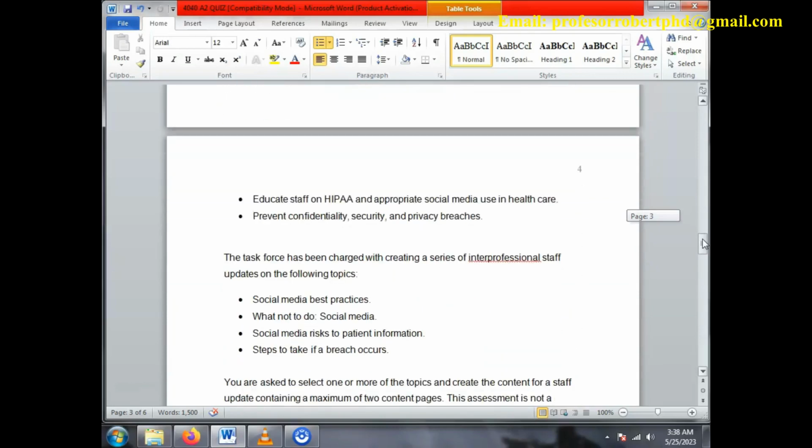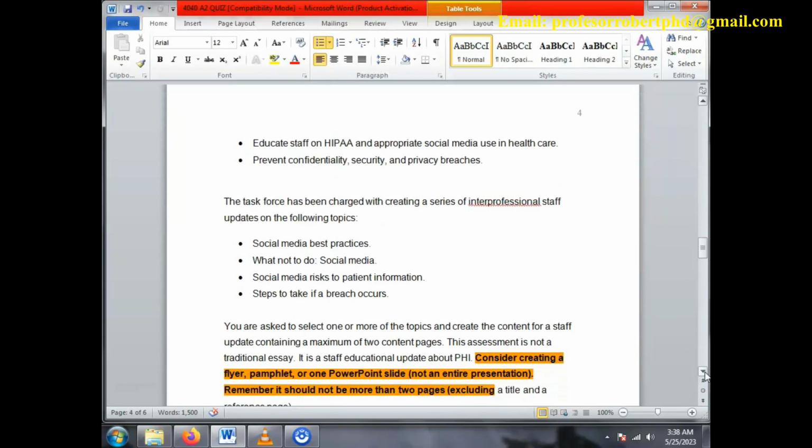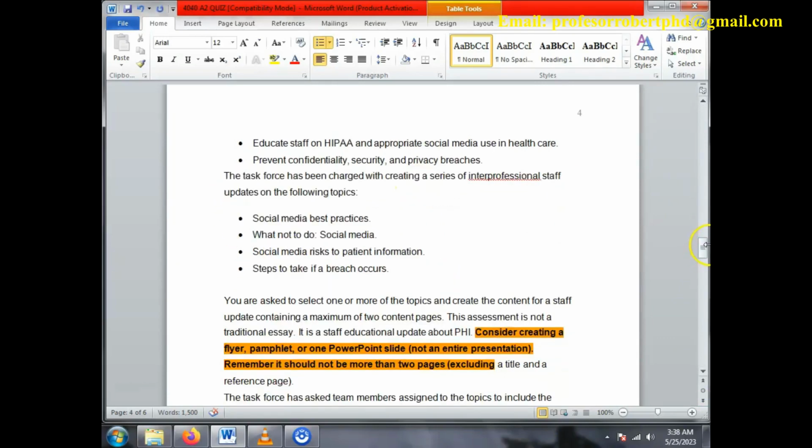and appropriate social media use in healthcare, and prevent confidentiality, security, and privacy breaches. The task force has been charged with creating a series of interprofessional staff updates on the following topics: social media best practices, what not to do, social media risks to patient information, and steps to take if a breach occurs.